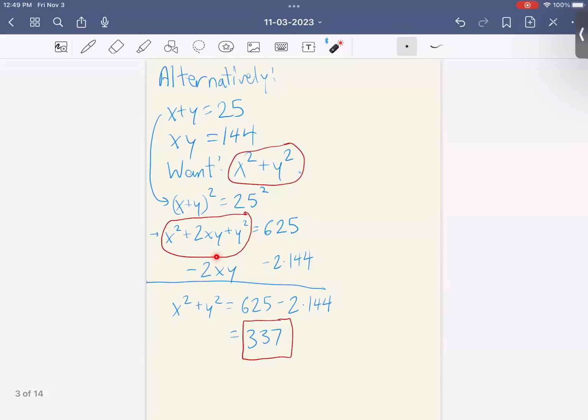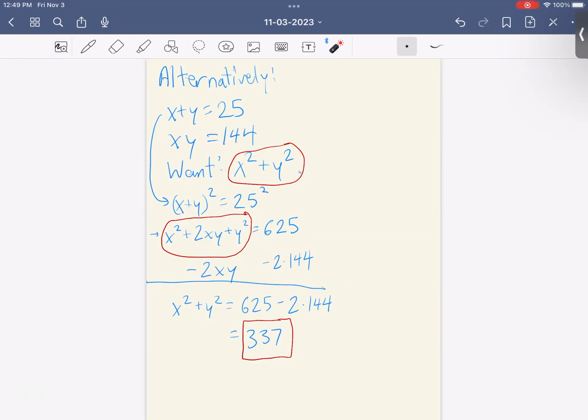So on this side, I can subtract 2xy. But since xy is 144, on the other side I can just subtract a number. I can subtract 2 times 144, right? There's no 2x, there's just 2xy. So we're getting rid of 2xy from the problem, and we have to get rid of the value from the equation on the other side. Exactly. Okay, I understand. Thank you.